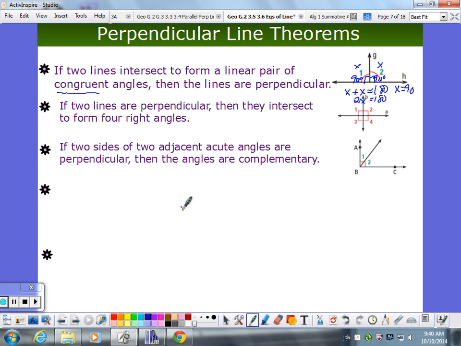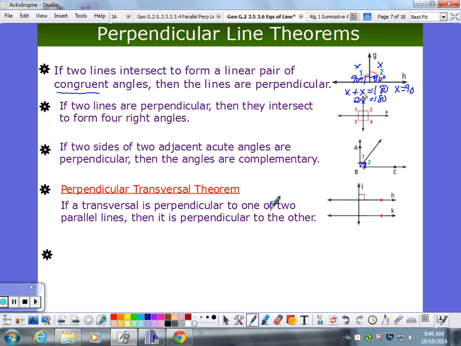If the exterior sides of two adjacent acute angles are perpendicular, then the angles are complementary. So I've got my adjacent angles here, meaning these outside rays, these two sides, are perpendicular. Well, by the angle addition postulate, I see that 1 and 2 add up to that third angle. That means 1 and 2 add up to 90 degrees. That's the definition of complementary.